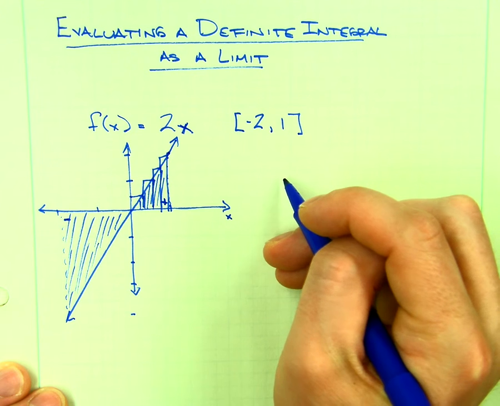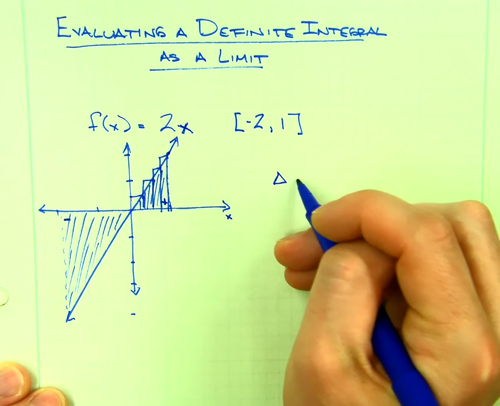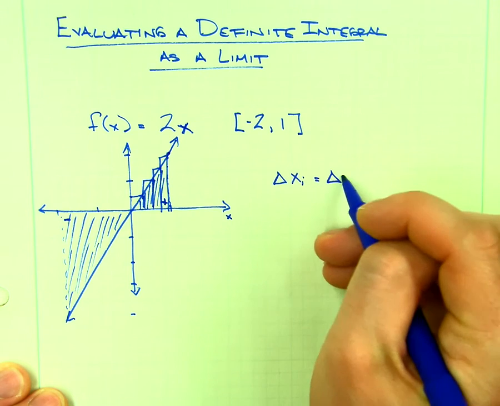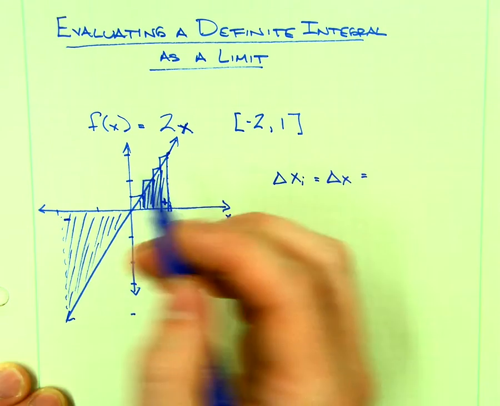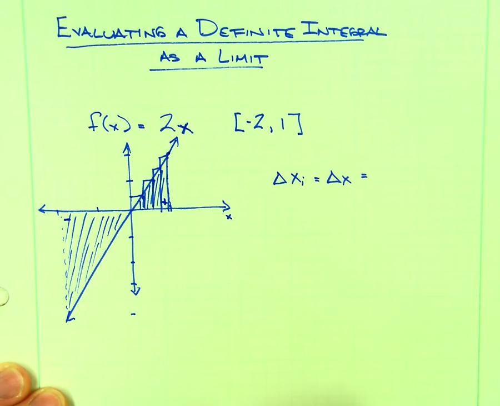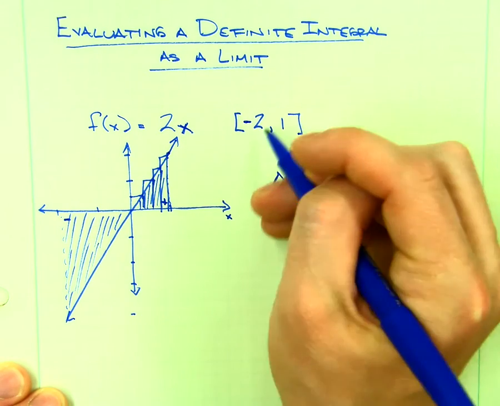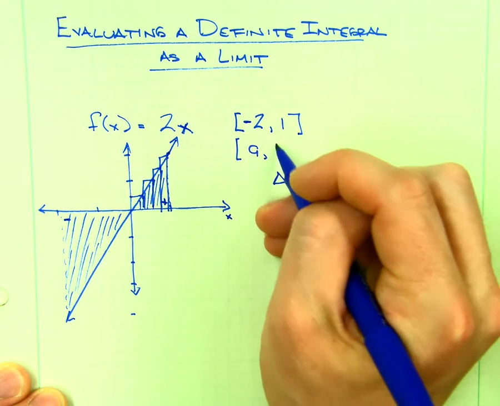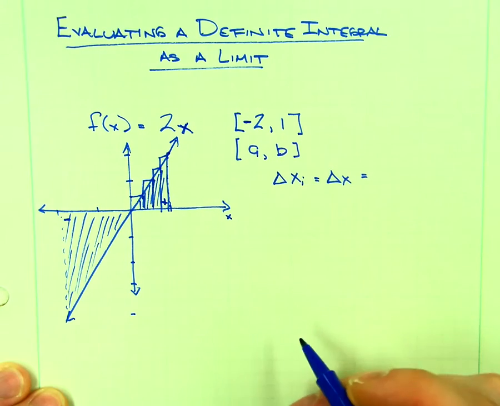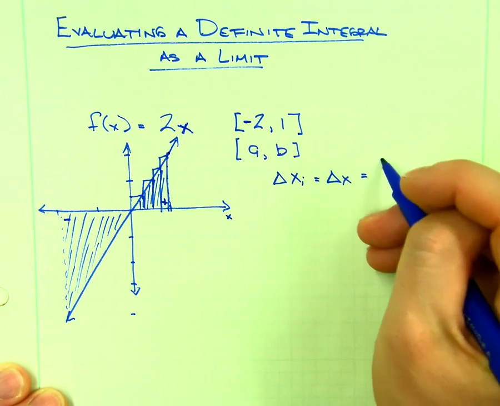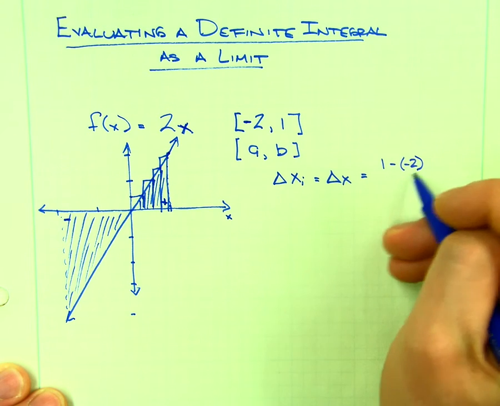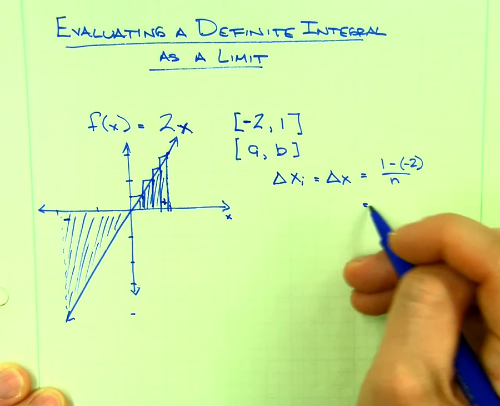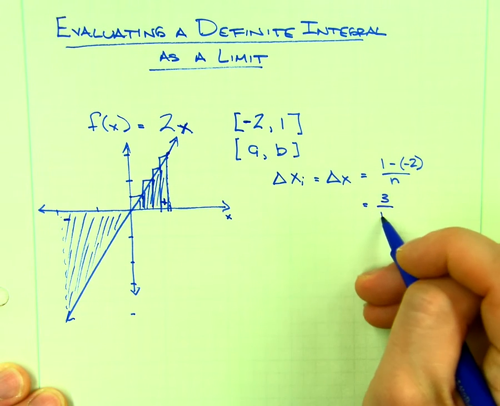The two things that I need to find are, first, delta x sub i, which we learned yesterday, is equal to delta x, and the equation for that is b minus a divided by n. Here, b minus a is our interval, so our interval is a comma b. And so delta x is going to be 1 minus -2 over n, which is just equal to 3 divided by n.